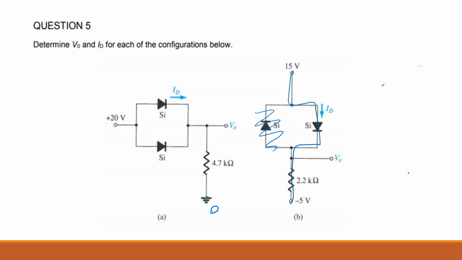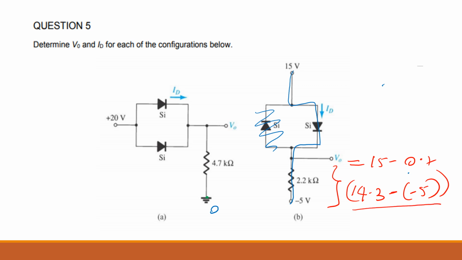Okay, now what can you say? The whole way you have ID current. Am I right? So V naught should be what in this case? 15 minus 0.7. And the voltage across these two points will be what? 14.3 minus 5. Am I right? The voltage difference is V naught minus 5. So this voltage divided by the resistance, which is 2.2 times 10 to the 3, will be your current, which is ID, because the same ID is going here.